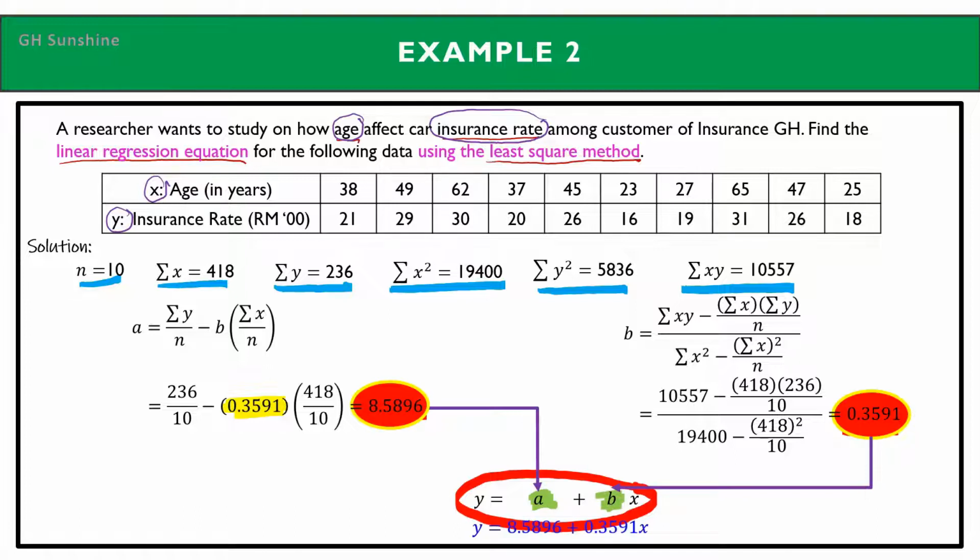So at the end, y equals 8.5896 plus 0.3591x. So this is the example to show how to find the linear regression equation, or how to develop the linear regression model, Y equals a plus bx.